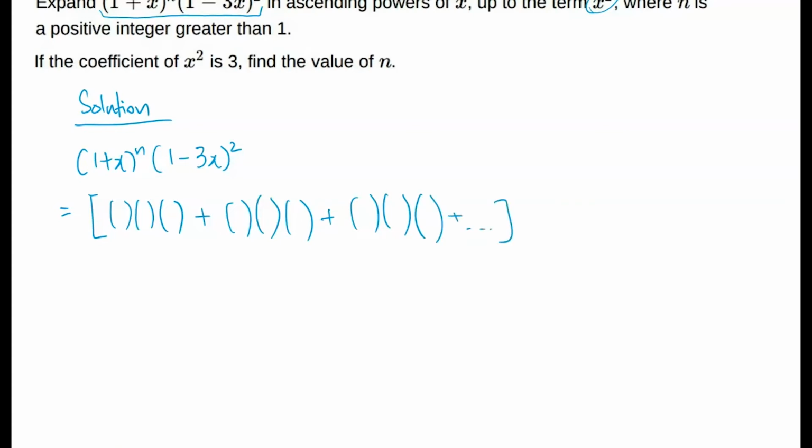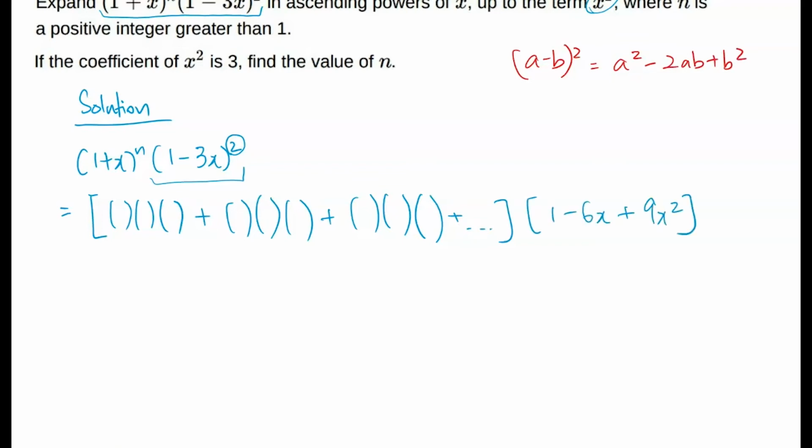Now the second one is 1 minus 3x, all to the power of 2. We can use the formula: a minus b all squared is a squared minus 2ab plus b squared. So that gives me, here, let me fill in the blanks.